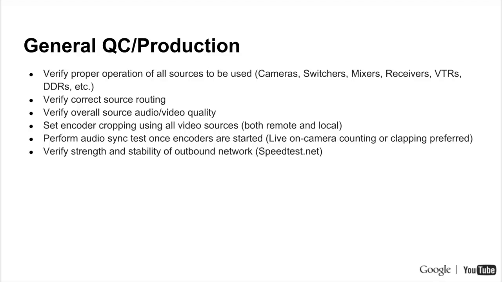You also want to perform an audio sync test once your encoders are running. You want somebody in front of your camera on a microphone doing a clap test and going through the alphabet or whatever you need to do to make sure that their lips are synced. Lastly, you want to verify the strength and stability of the outbound network, as we discussed. It's very important that your bandwidth needs meet with what you're going to be streaming.